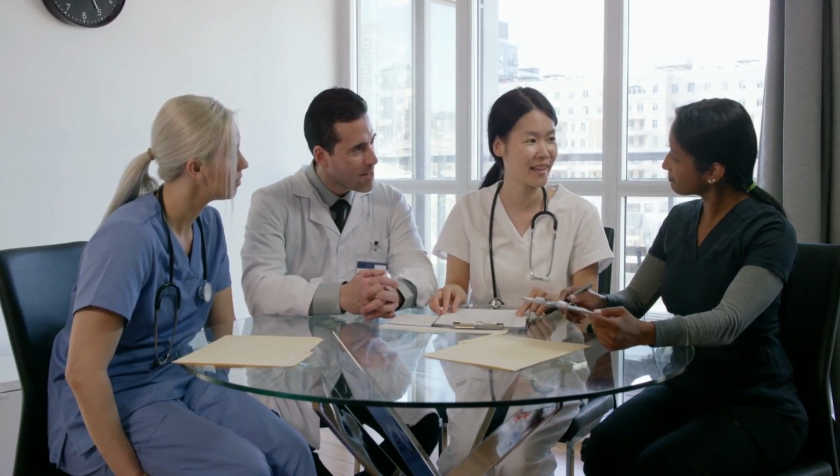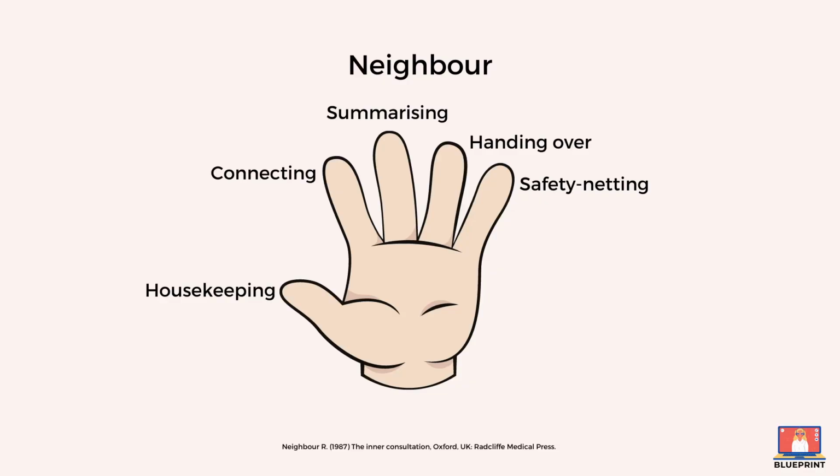So the first consultation model we're going to talk about is Neighbour. It was introduced in the inner consultation. So it is a 5-stage process. The first one is about connecting. Second one is summarizing, handing over, safety netting, and housekeeping. So let's start with connecting.